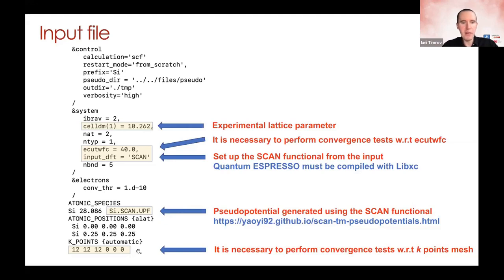And for the k-mesh, again, we need to perform convergence tests as before. Here we use just an initial guess, but we need to optimize it. Actually, I already performed the convergence test, so 12 is already the converged value, as you also saw in the previous calculations with hybrid functionals. So in this hands-on, we will not perform convergence tests with respect to the k-mesh, but we will see and discuss a little bit the convergence with respect to the cutoff.